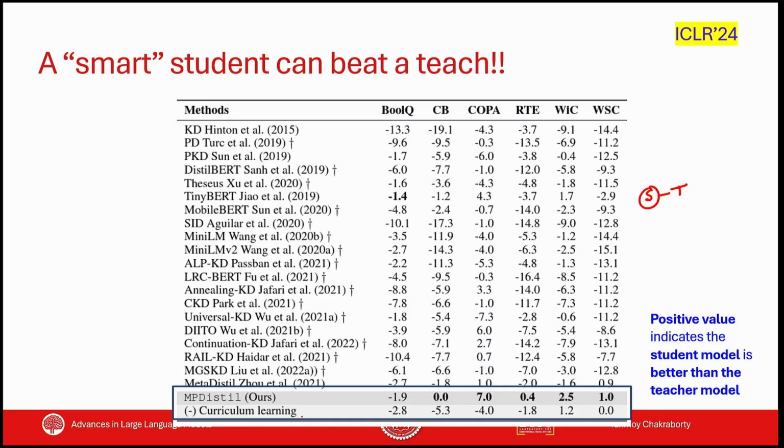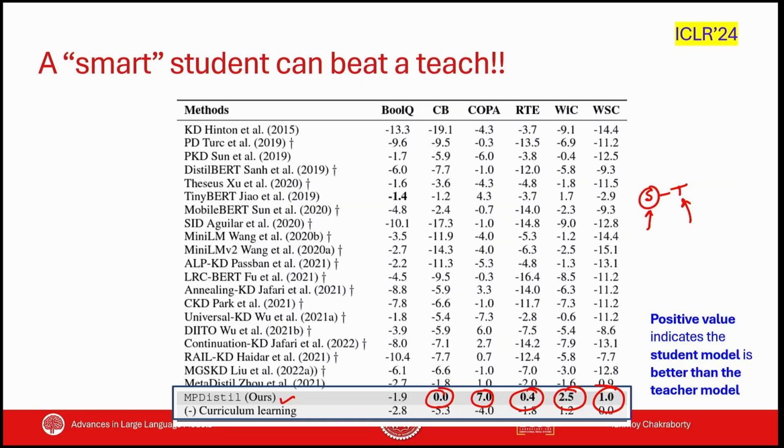But if you look at here, the number is 0, the number is positive. It means that the student model is better than the teacher model, which is extremely counterintuitive, right? Currently we are trying to understand why this is happening.